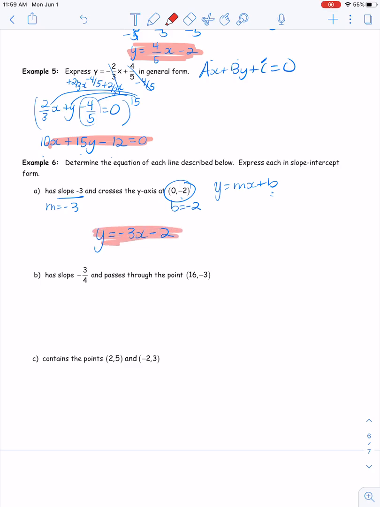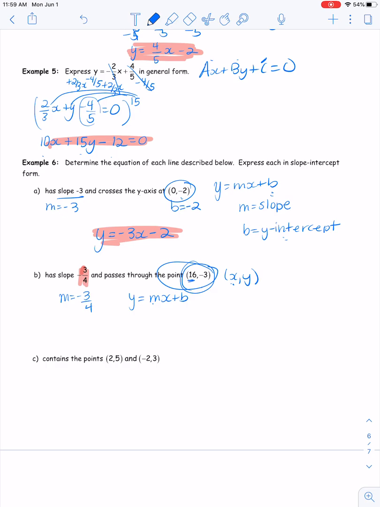Okay, so just a reminder that m is a slope and b is the y-intercept. Okay, the next one has slope of -3/4, so that's m is equal to -3/4, and passes through this point here. So this does not give me my y-intercept, okay? It just gives me a point, so it gives me an x and y point. So using this equation, y equals mx plus b, I know m, I have an x value, and I have a y value. So I'm going to use those to find out what b is.